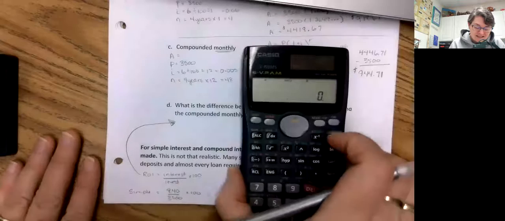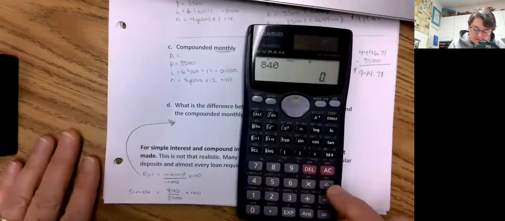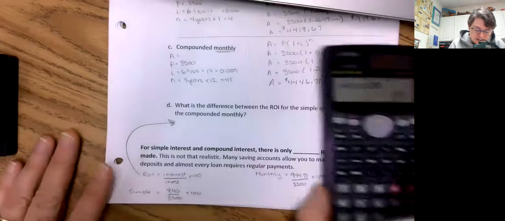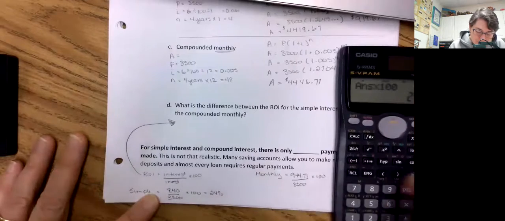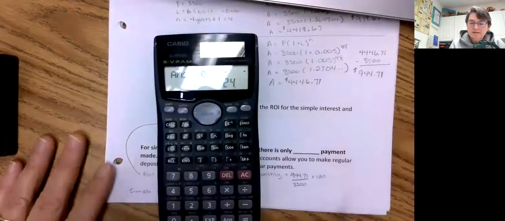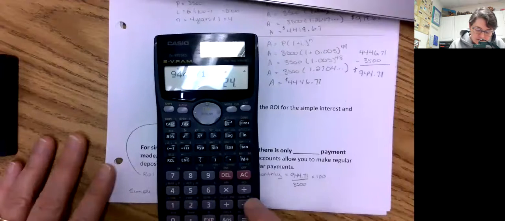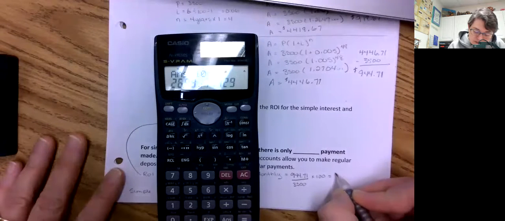All right, calculator in the view. There we go. 840 divided by 3,500 times 100. All right, that's 24%. And monthly, 944.71 divided by 3,500 times 100, 26.99. So I'm just going to say 27%.